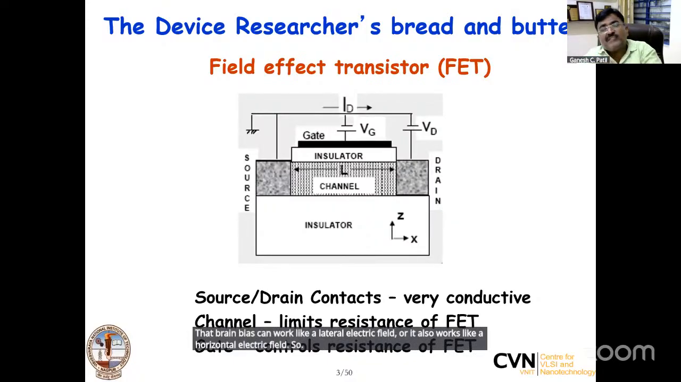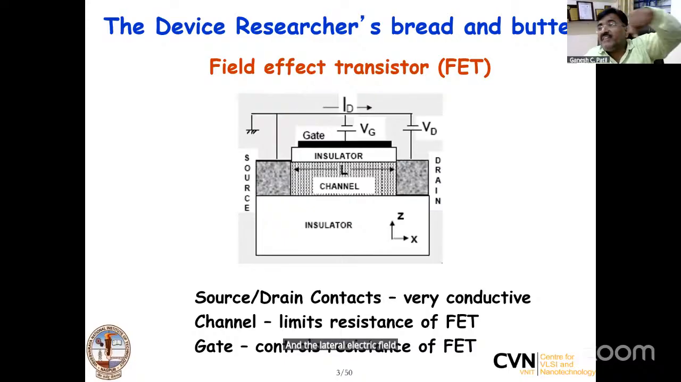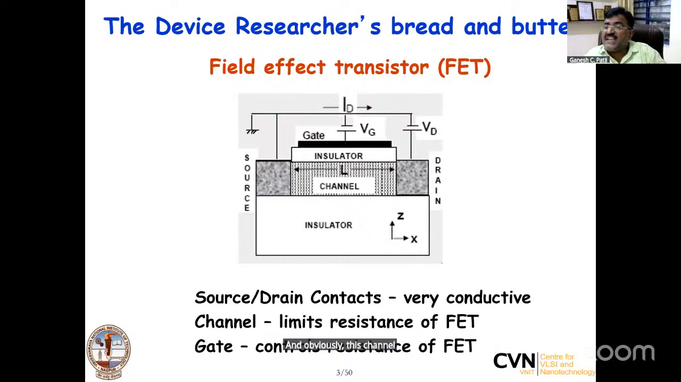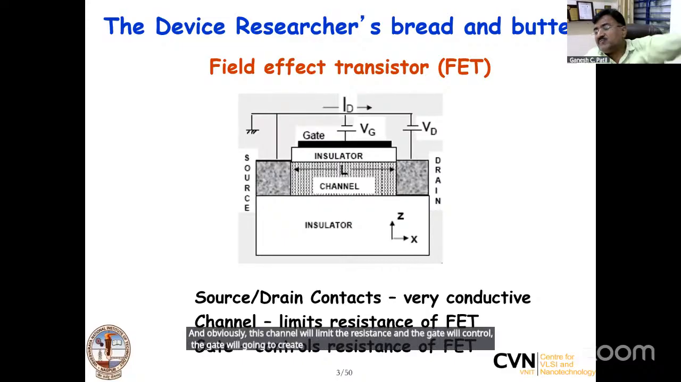So this device is operated with two different electric fields. One is the vertical electric field, which will create the channel between the source and the drain, and the other is the lateral electric field, which will allow the transport of current from the drain to the source, and the transport of the electrons from the source towards the drain. So the source and drain contacts should be very conductive, and obviously the channel will limit the resistance, and the gate will create the channel. So that is how the gate controls the resistance of the FET.